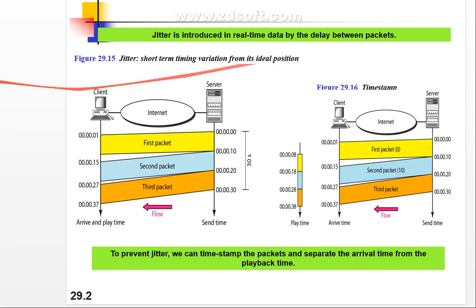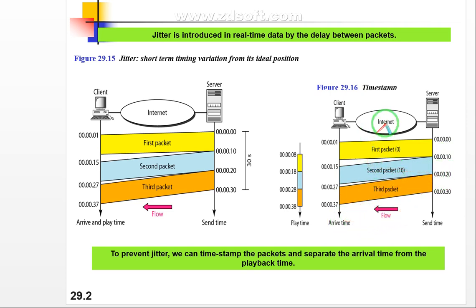Ideal position was the above one, this one was the ideal. So this is your actual now, which has a jitter. Jitter is called variation in time. So the first thing we need to do is timestamp. The same diagram is here: 0 to 10, 1 to 15, 10 to 20, 15 to 27, and so on. Okay, same direction of data flow.